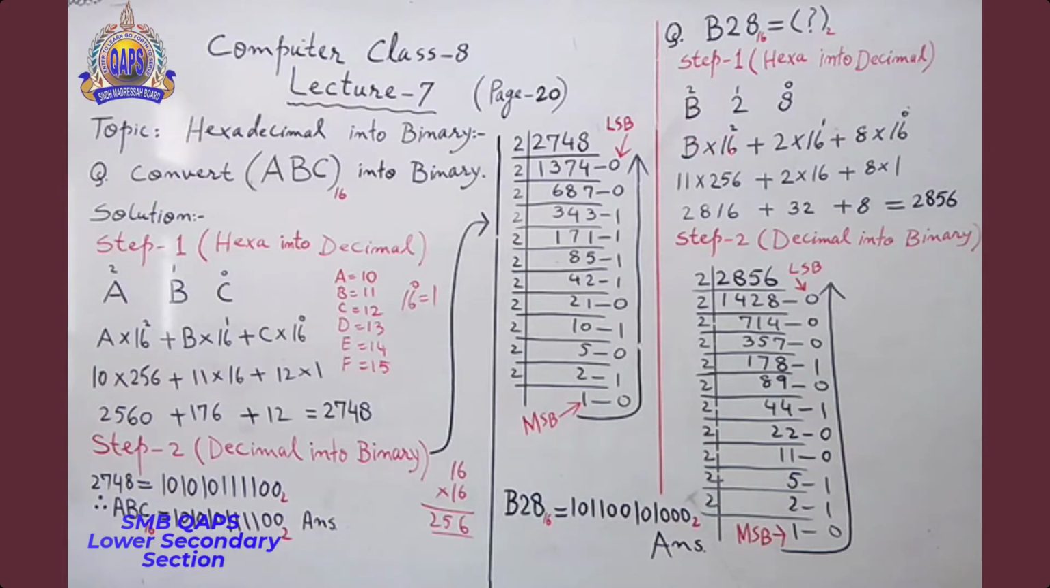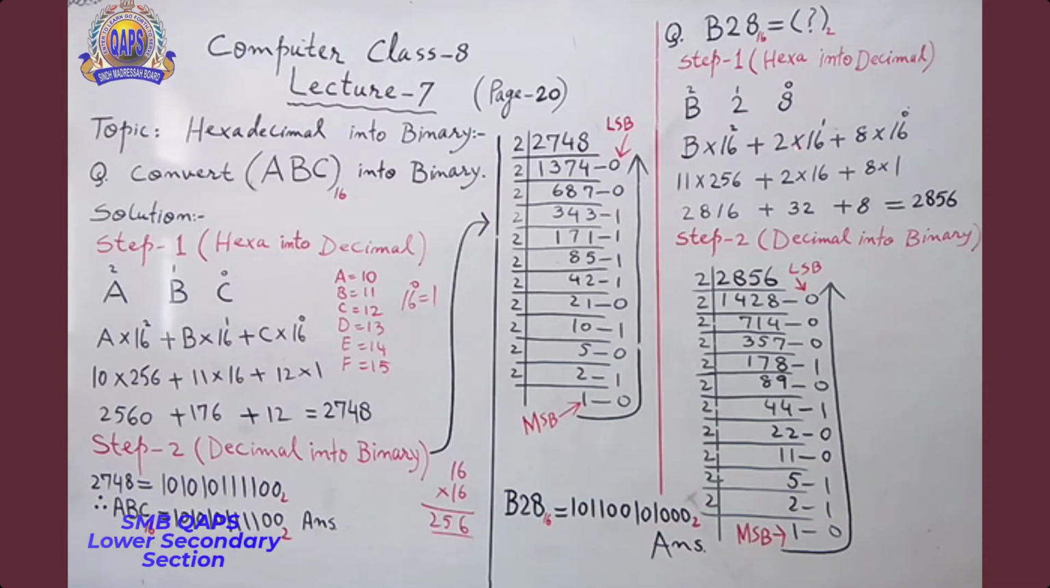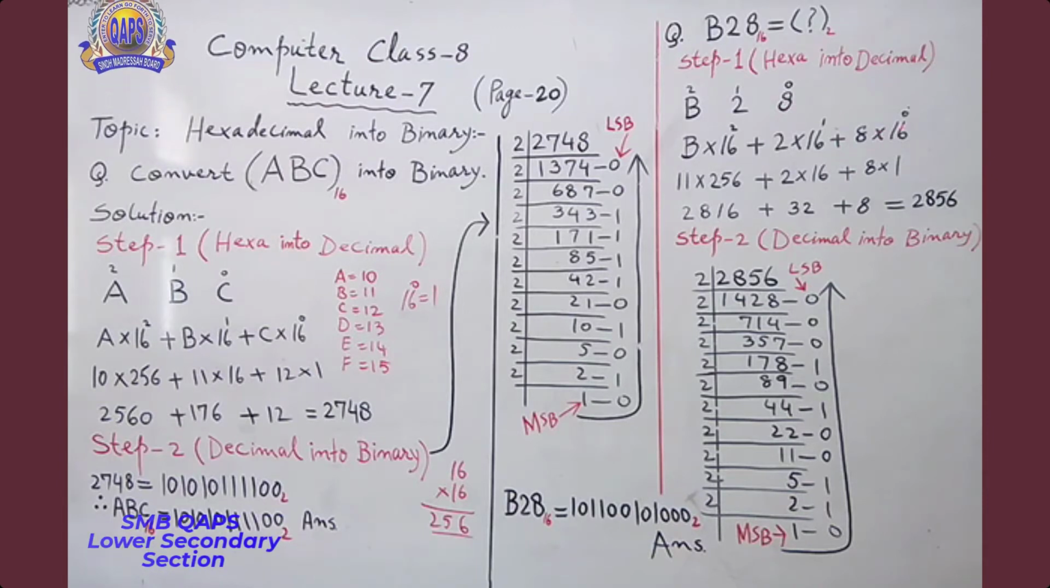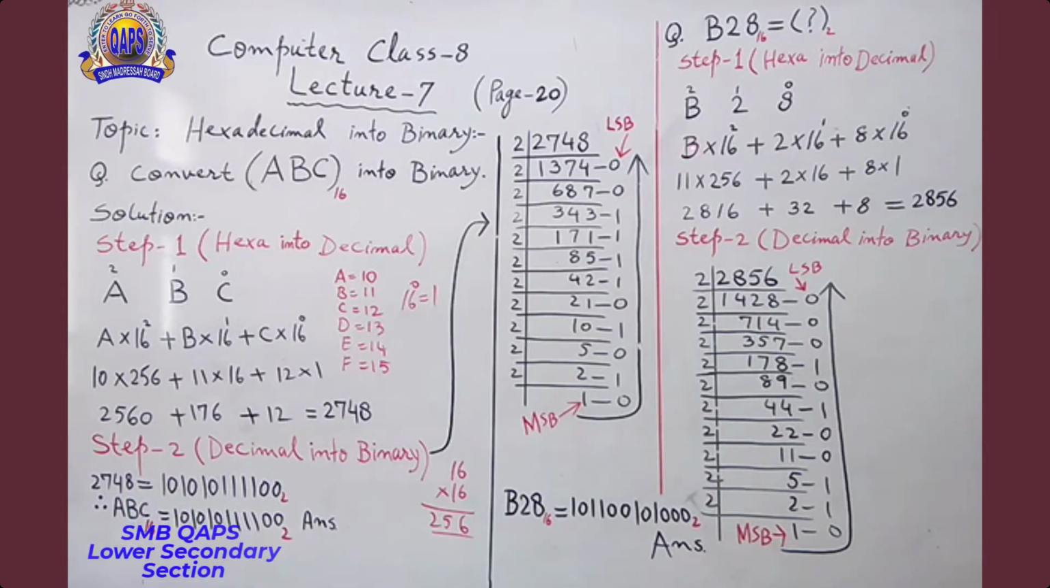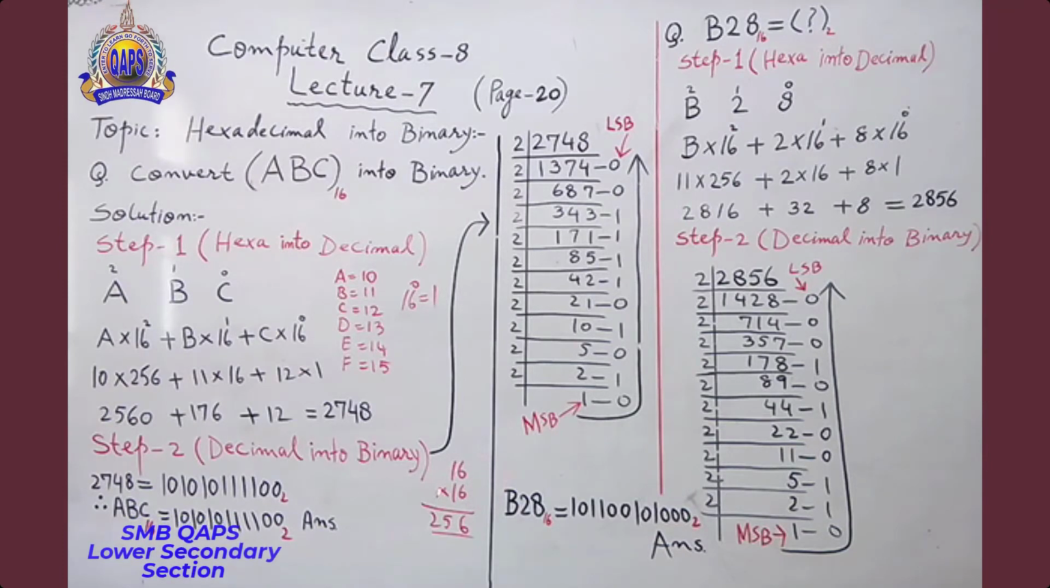B multiply by 16 power 2 plus 2 multiply by 16 power 1 plus 8 multiply by 16 power 0. Can you calculate that? Why not? You can do that. B. Instead of B, I wrote 11 multiply by 16 multiply by 16. Look over here. This thing.